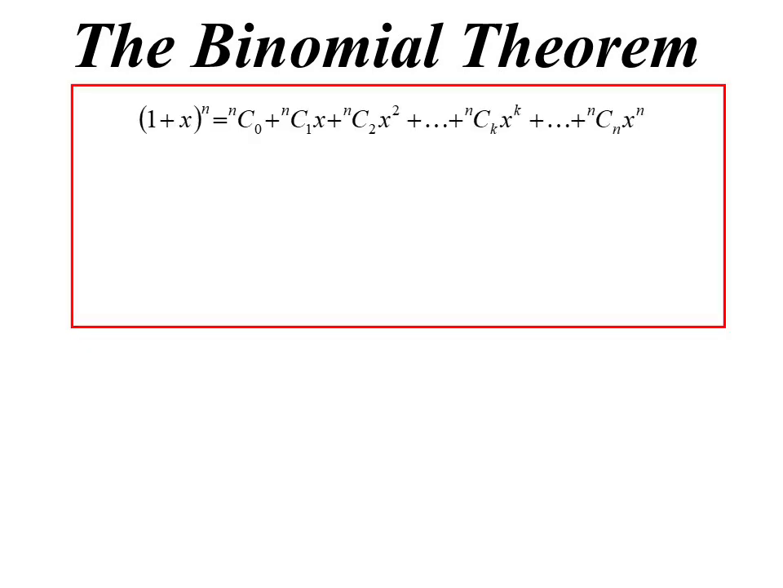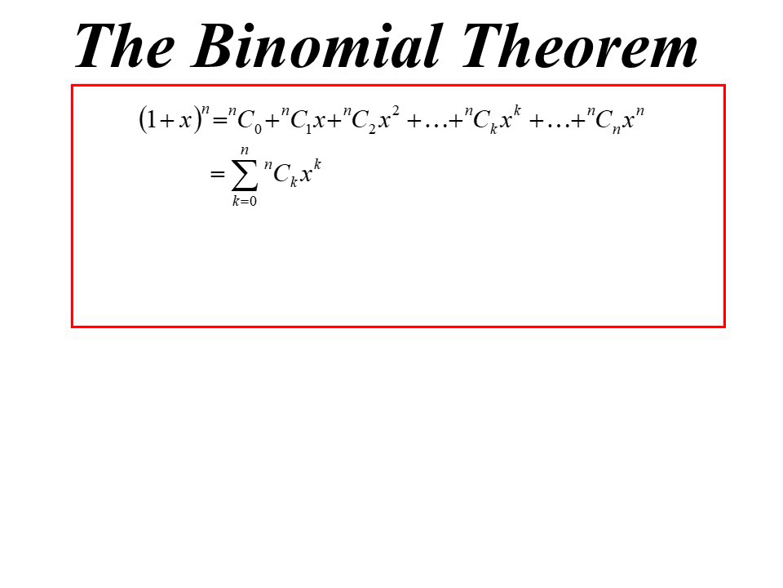The binomial theorem is what we're interested in. (1 + x)^n is nC0 + nC1 x + nC2 x² and so on, up to the very last term, nCn x^n. In the middle I've put a general term, nCk x^k, which in some notation I could write that way, and that saves me writing all the terms out.